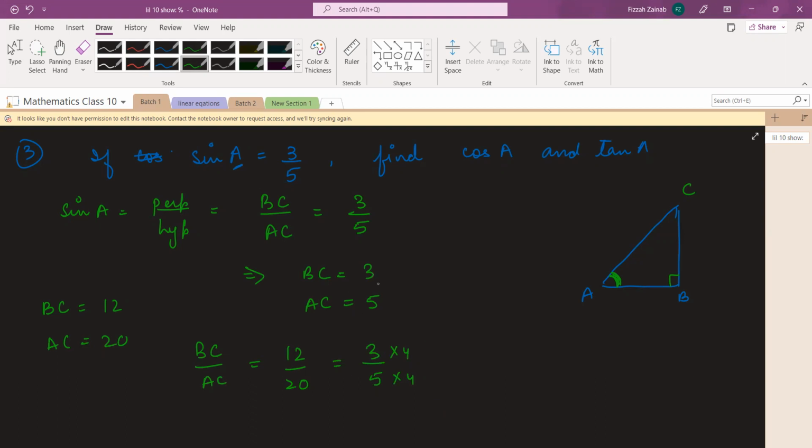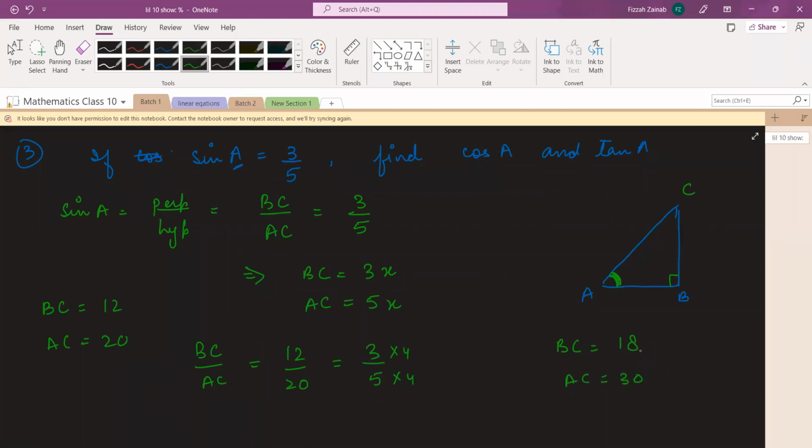It is one of the possible answers, but it is always 3 times some number. So I put x here: it is 3 into x and 5 into x. Now x can be anything, right? So for example, if I take BC equal to, let's say, 18, and I take AC equal to 30.